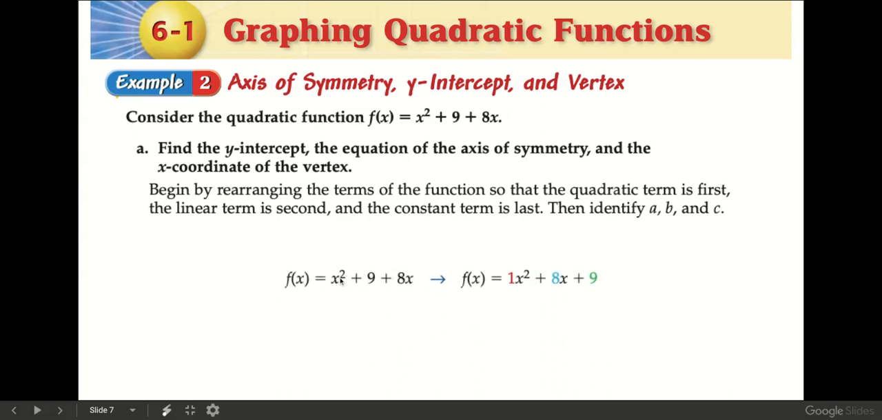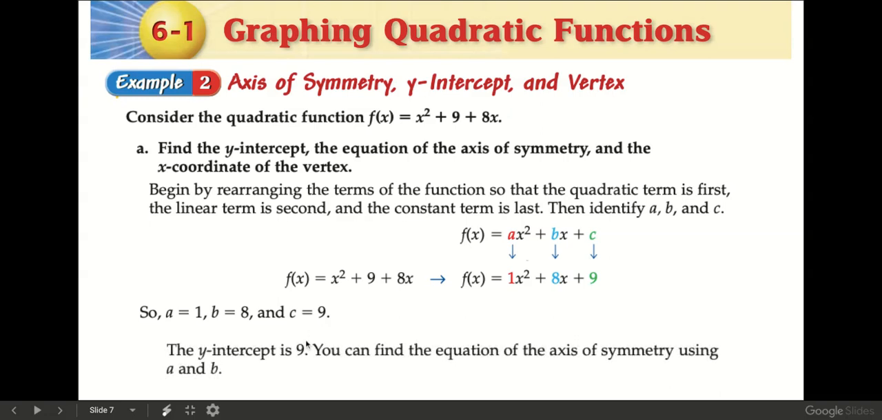So again, I'm going to take the function they give me and rearrange it. So it's going to be 1x squared plus 8x plus 9, right? Now I can see it's a, b, and c, based off our standard form of a quadratic function. So now I know that my a value is 1, my b value is 8, and my c value is 9. Since my constant is 9, I know it has a y-intercept of 9, right?